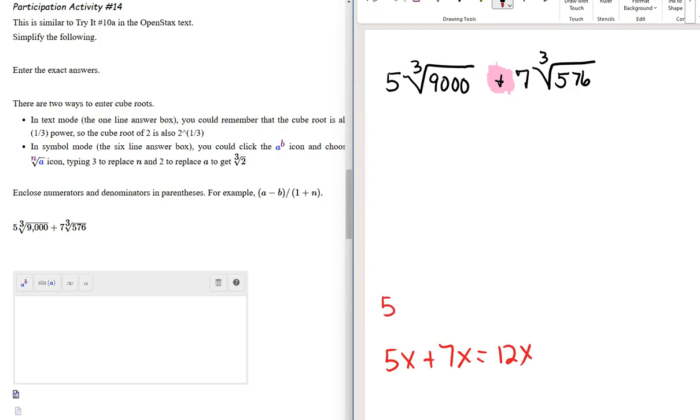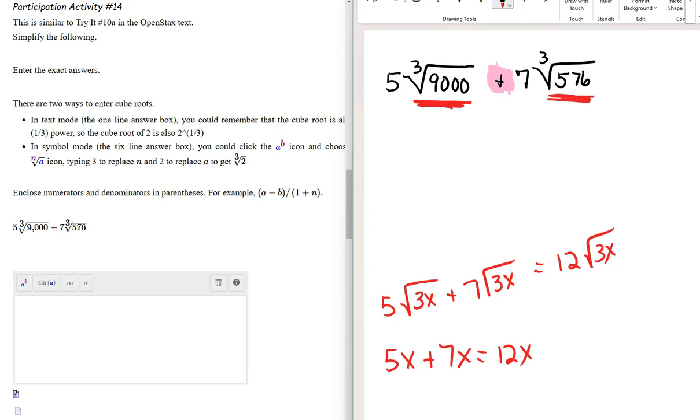So if you had 5 times the square root of 3x plus 7 times the square root of 3x, you'd have 12 times the square root of 3x. The radical has to be identical. Right now, my two radicals are not the same. This one is the cube root of 9,000, and this is the cube root of 576.